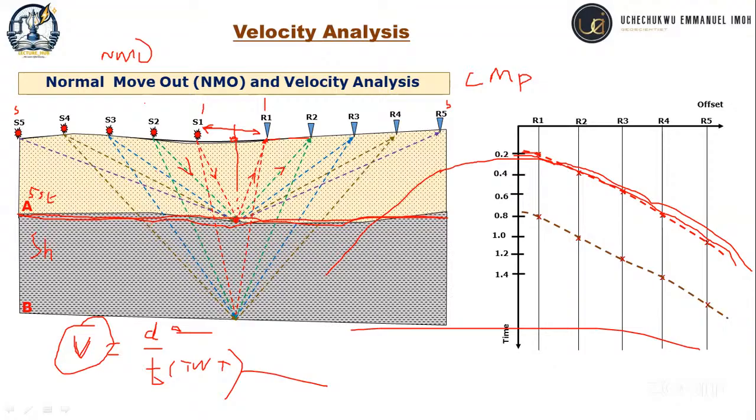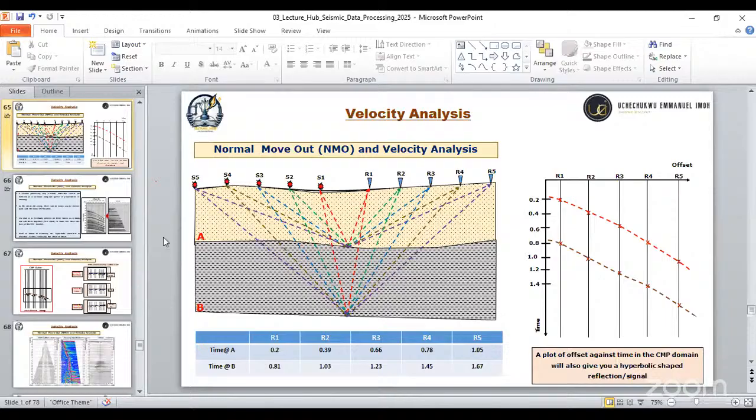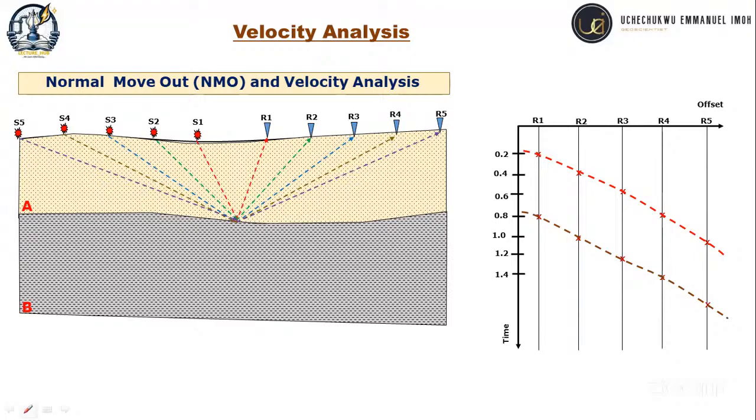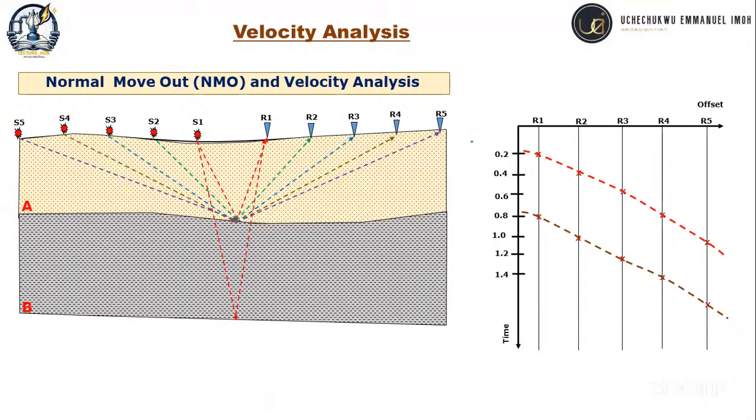So the velocity for this particular CMP that's here, and let me change the color of my pen for confusion's sake. The velocity for the first boundary A will be different from the velocity for the second boundary B. A gave us this particular event here, and B gave us this event here on our seismic data, on our CMP gather.